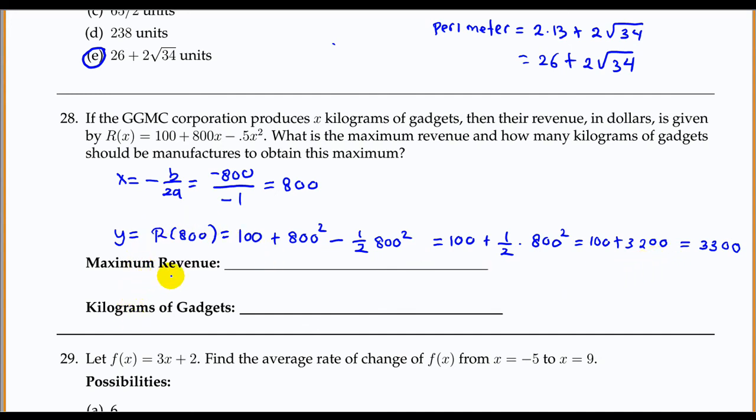Okay, so what is the maximum revenue? Let's see again. So x kilograms of gadgets, then the revenue in dollars is given by that. Okay, so the maximum revenue is $3,300, and the quantity of the gadgets is 800 kilograms.